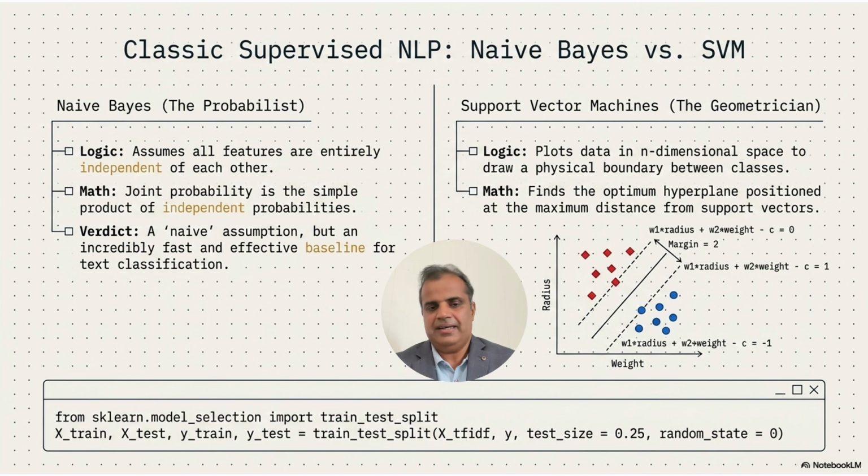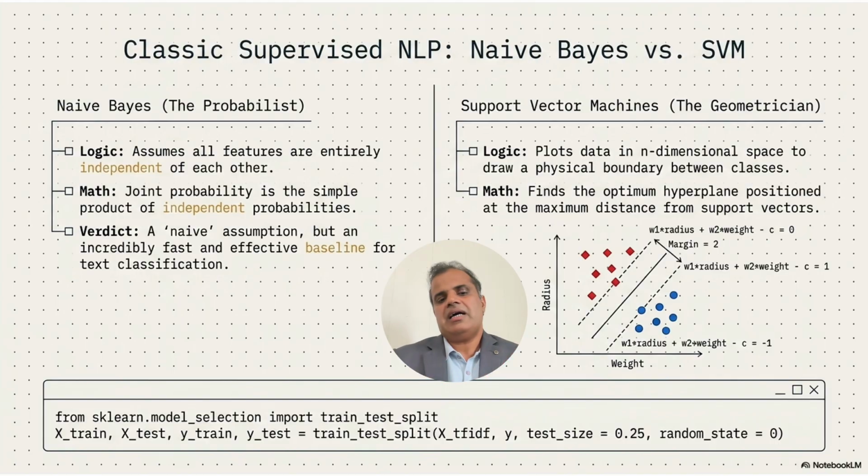On the right hand side, there is the support vector machine, or the geometrician. Instead of just counting frequencies, it plots data points as coordinates in a multi-dimensional space. Its goal is to draw a clean boundary line called a hyperplane to separate the classes. You see the formula w dot x plus b equals 0 on the slide. This is just the high dimensional version of the classic line equation y equals mx plus c.